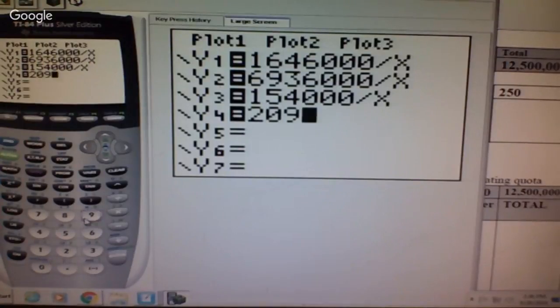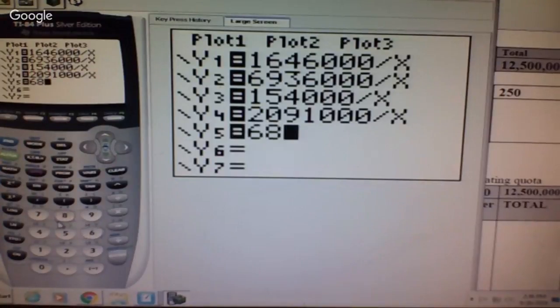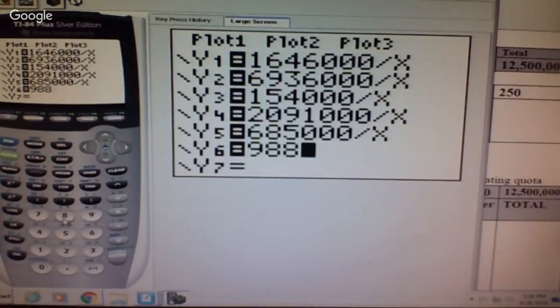91,000. 2,091,000. Divided by X. Drop down again. We're doing 685,000. Divided by X. And finally, you should finish this off at 988,000.